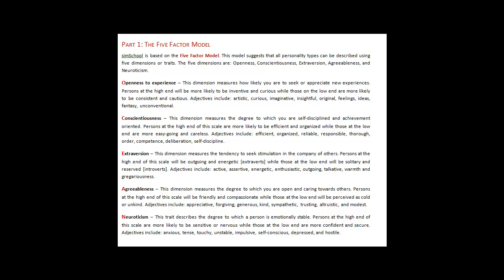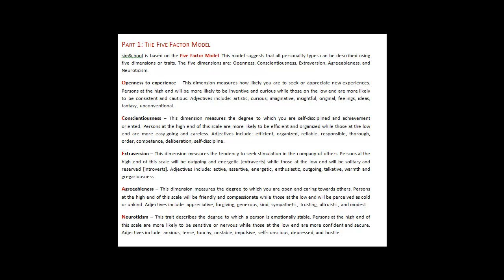Some adjectives that you might hear associated with a person high on the scale for openness are artistic, curious, imaginative, insightful, original. They're really into feelings and ideas. They frequently appreciate fantasy and are often perceived as unconventional.